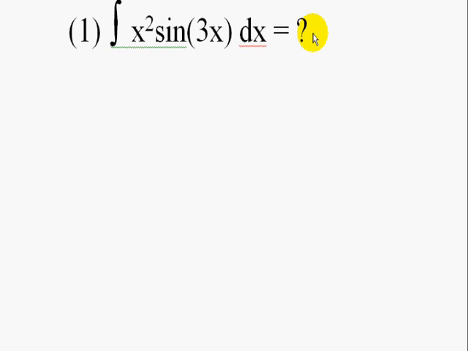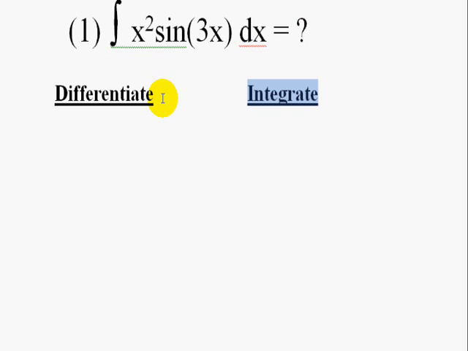Let's write differentiate and integrate as here. Then what we do is we would take this polynomial part, that is this x squared, and write it under differentiate, and then we would take this sine 3x, that is the rest of this whole expression, and write it over here. And then we would take this polynomial, that is x squared in this case, and differentiate until it becomes 0.